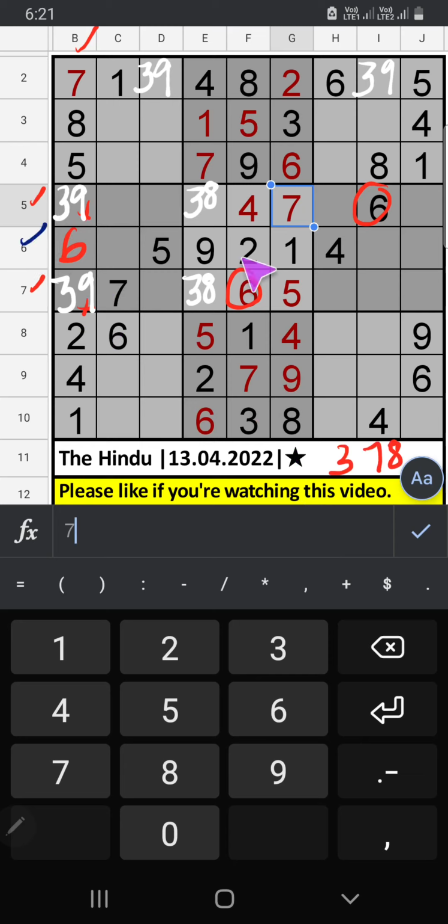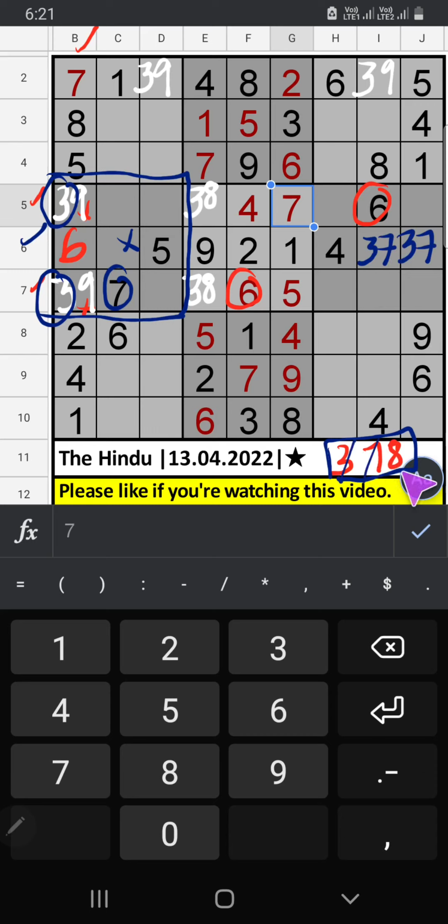6th row, 3 numbers are remaining: 3, 7, 8. 4th grade. We have 3 and 7, so 3 and 7 can't come in this cell. It will come in any one of the 2 cells. We will confirm later. Then only one number is remaining, 8. 8 is confirmed here.